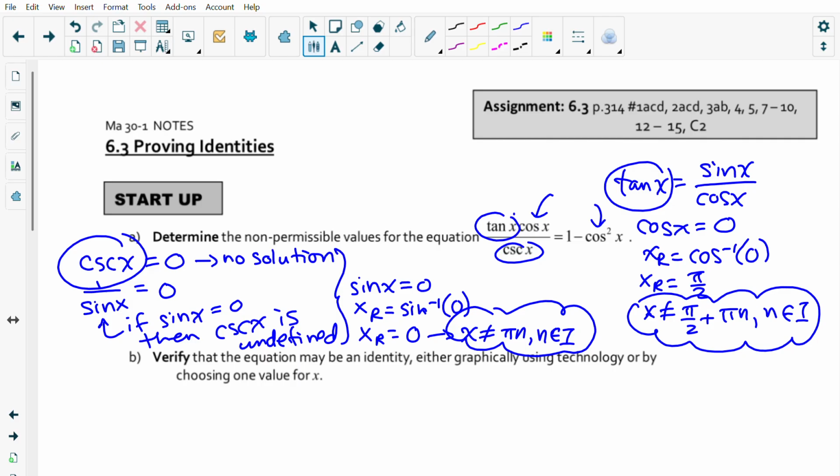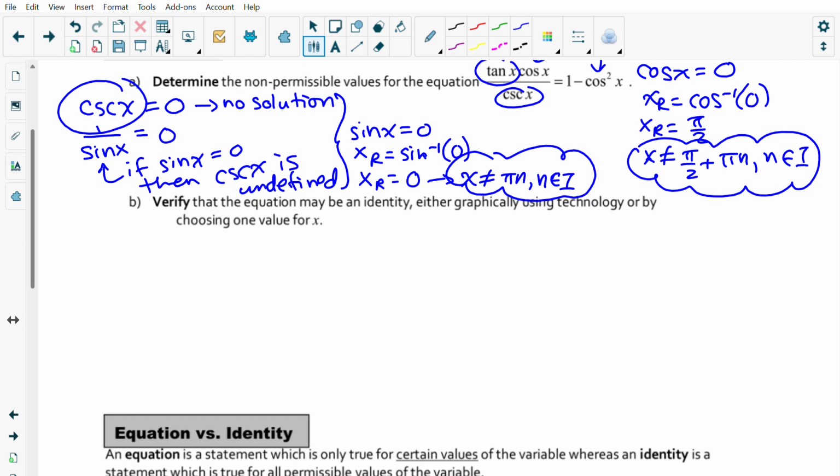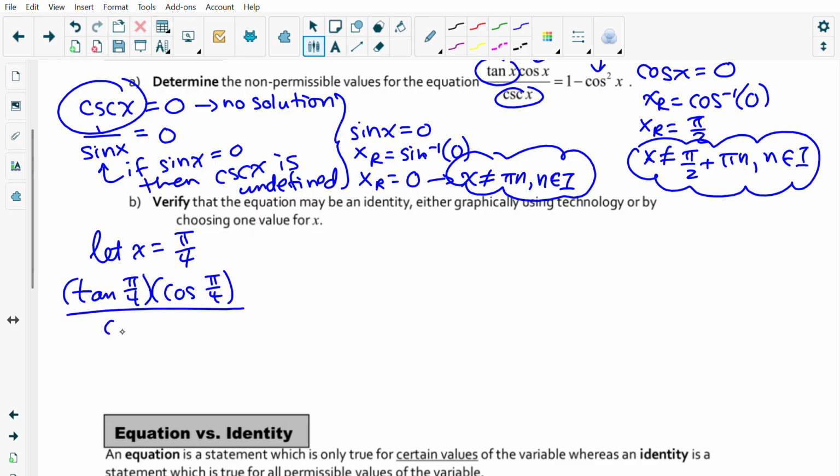Verify that the equation may be an identity either graphically using technology or by choosing one value for x. Okay, let's do both methods. Let x equal pi over 4. So that is the left side, tangent of pi over 4 times the cosine of pi over 4 divided by cosecant of pi over 4. And does that equal 1 minus cosine of pi over 4 squared? Tangent of pi over 4 is 1. Cosine of pi over 4 is square root of 2 over 2.